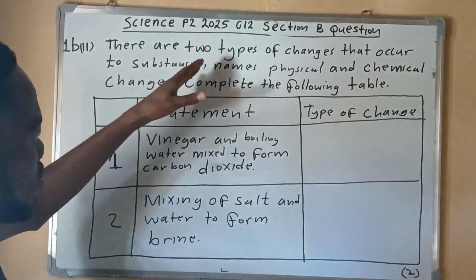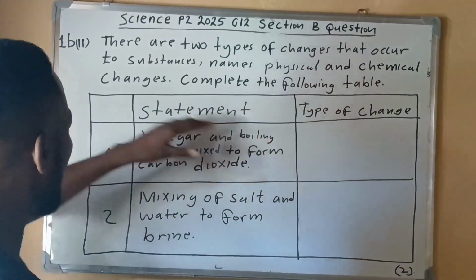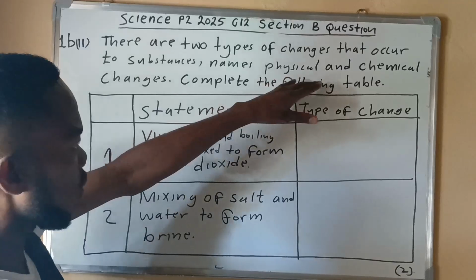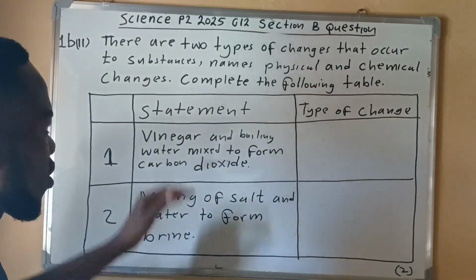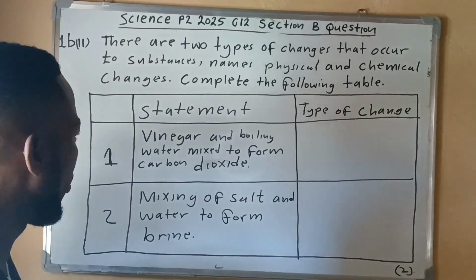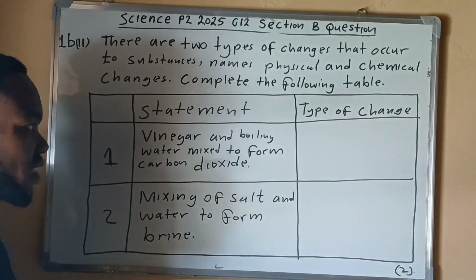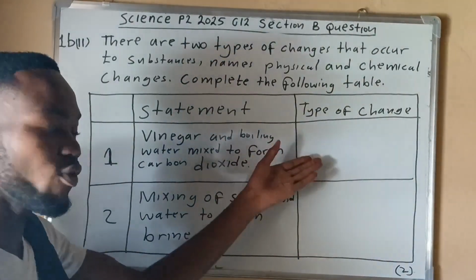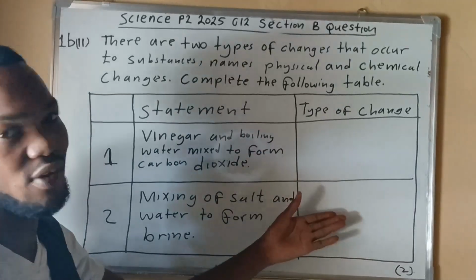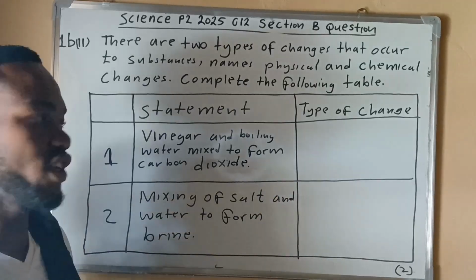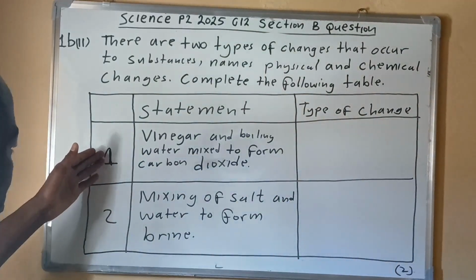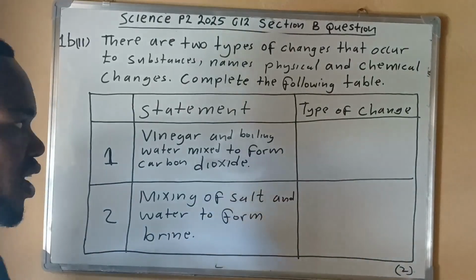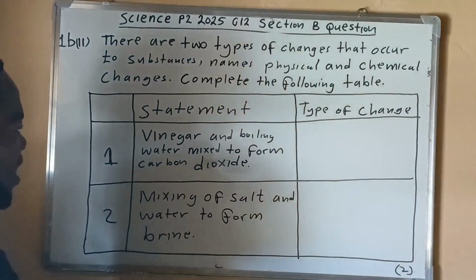It was saying there are two types of changes that occur to substances, namely physical and chemical changes. Complete the following table. So what this question was talking about is that in this table there were two types of changes. That means if this one is a physical change, the other one will be a chemical change. So now, here, there was this statement, type of change. You have to write the type of change in this empty box.